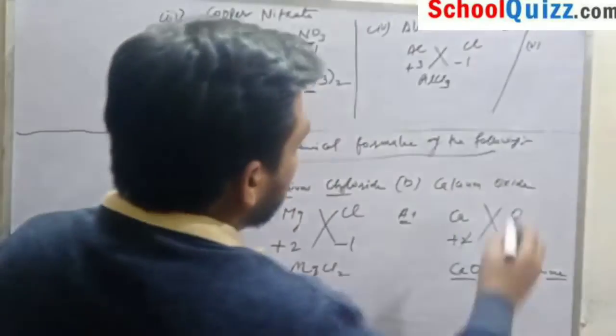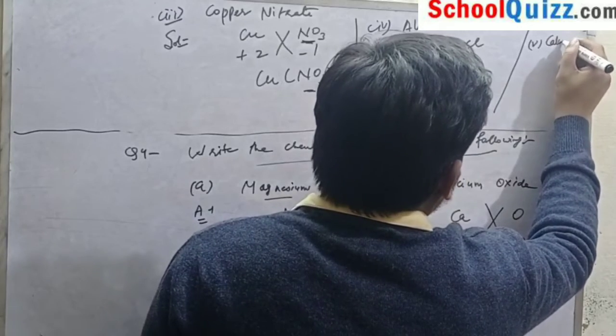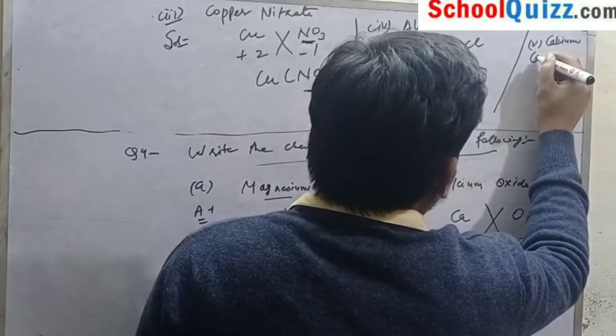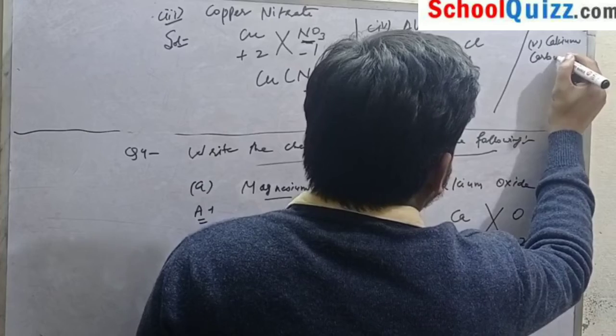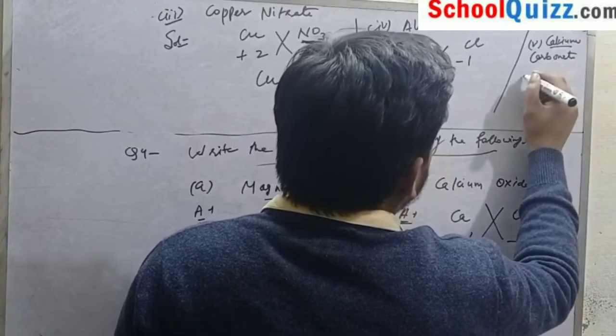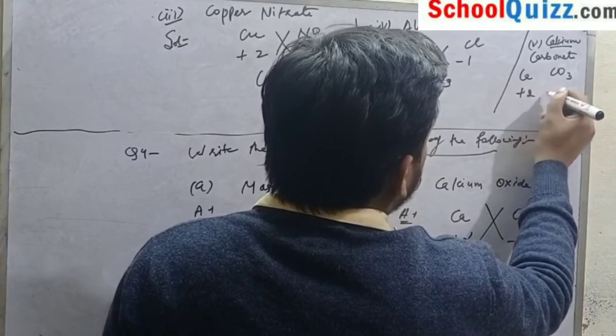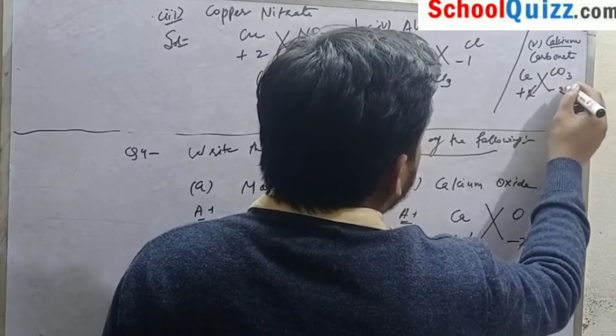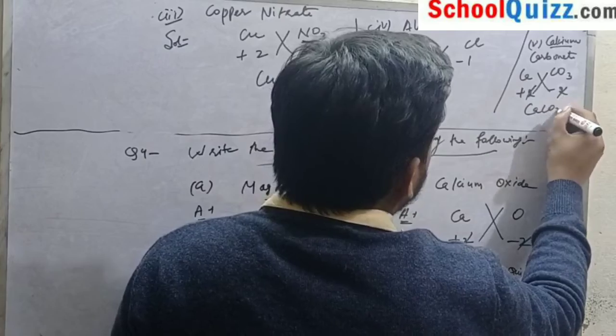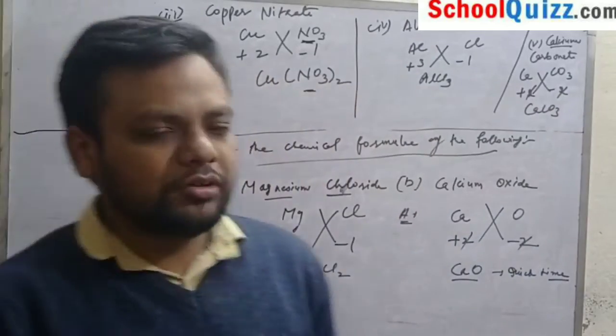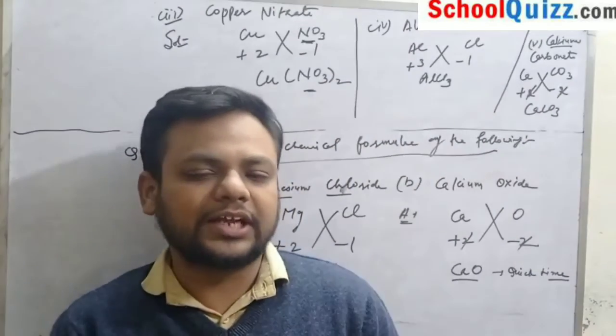Now the fifth one is calcium carbonate. Calcium is Ca, carbonate is CO3. So +2 and -2, so it will cancel out. That is CaCO3. That is calcium carbonate.